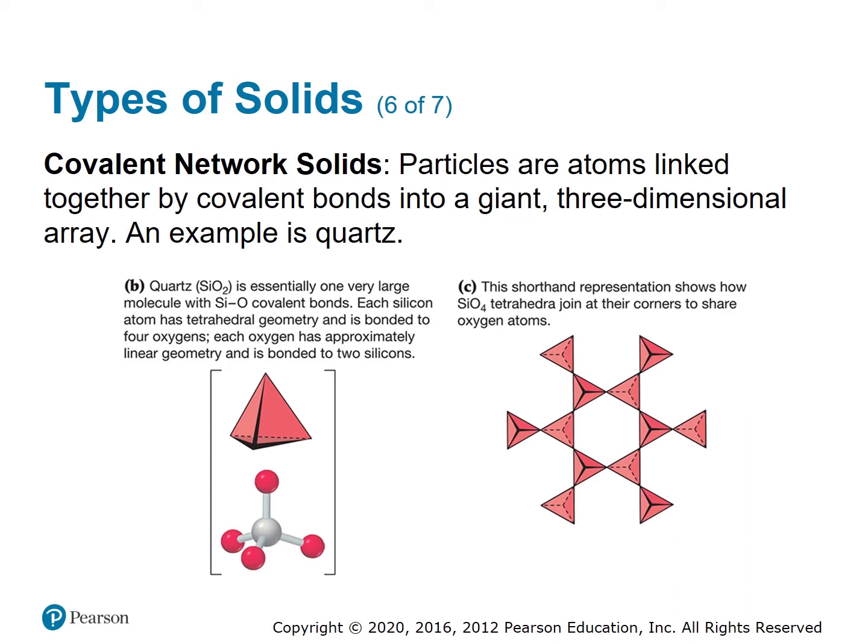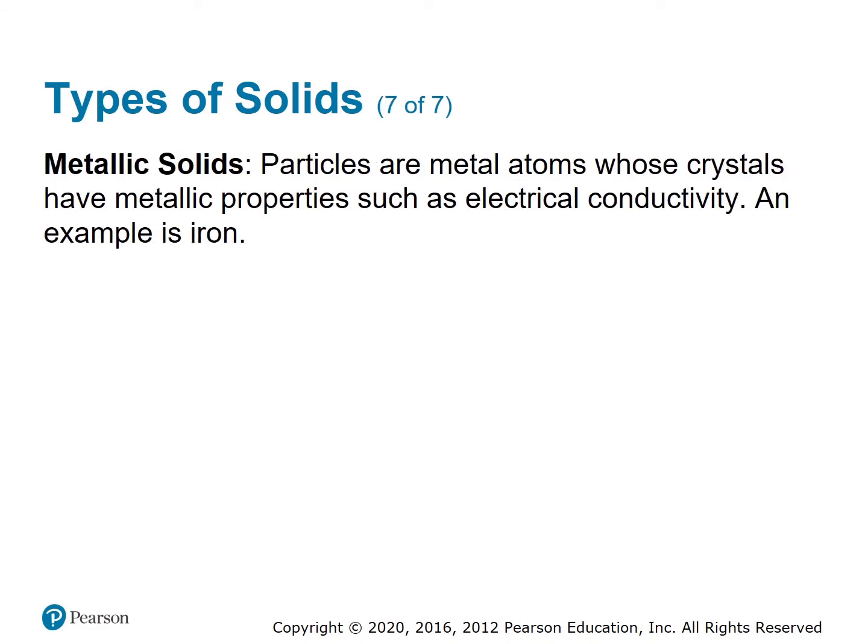On the right, you can see how these things are arranged. We have an ordered pattern of tetrahedra that share vertices. In other words, the silicon centers are linked together by shared oxygen atoms. The pattern continues indefinitely in all directions, creating a single, giant array of covalently bonded atoms. And metallic solids like iron have a pretty unique structure that we'll see in more detail later on.